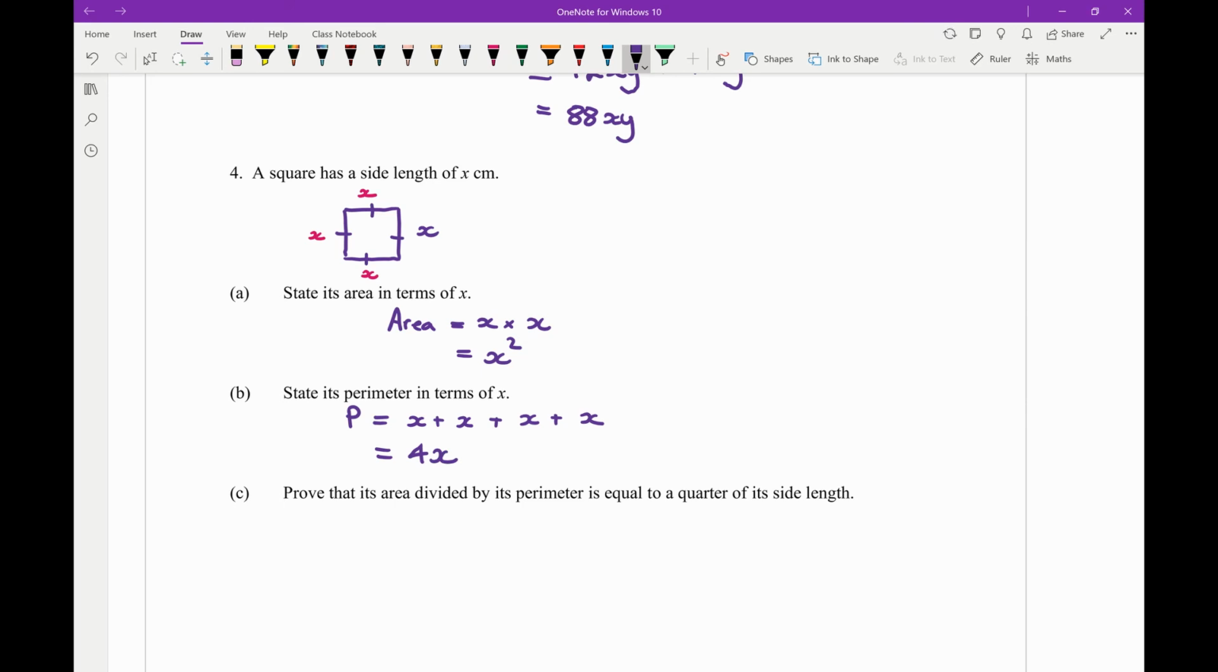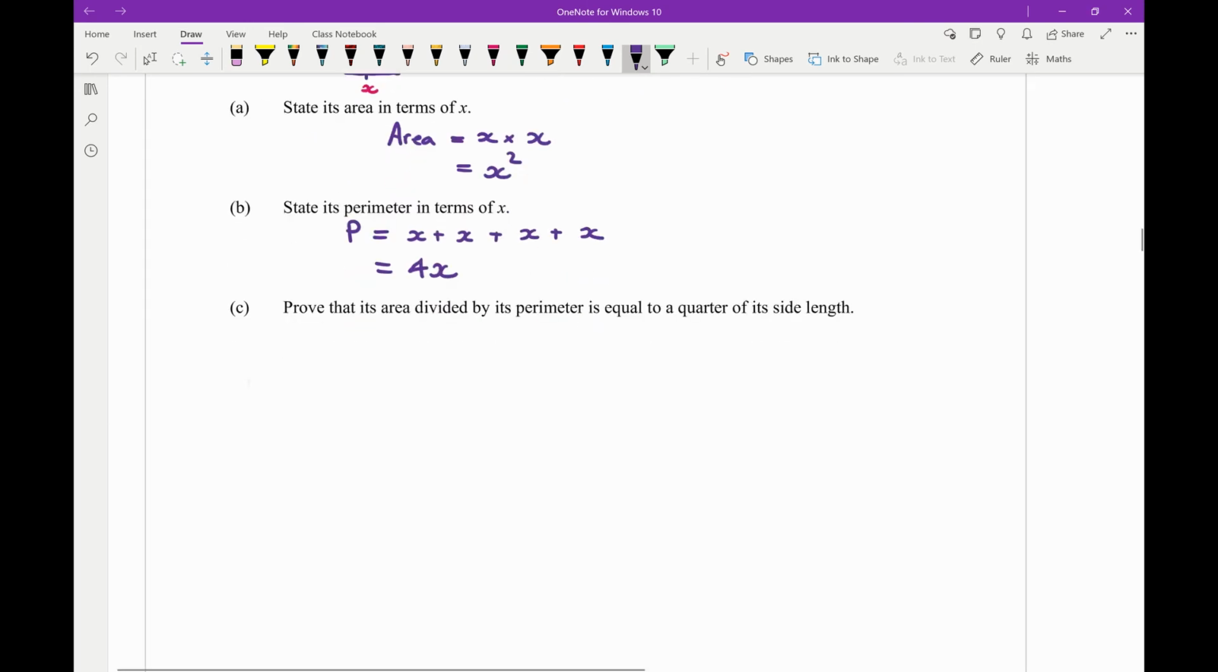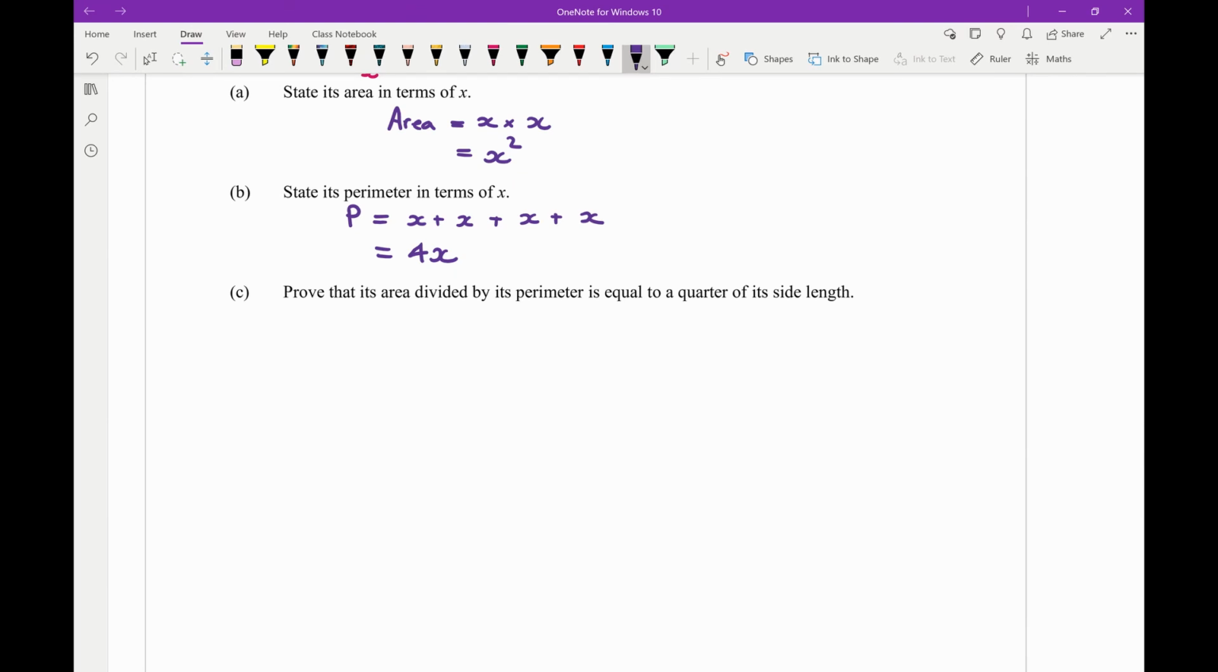Alright, part C is a little bit of an unusual one. It says prove that its area divided by the perimeter is equal to a quarter of the side length. So what I'm trying to find is an expression for area divided by perimeter. Okay, so the area we worked out was x squared. See up here we had x squared for the area. The perimeter we worked out was 4x. So area x squared divided by perimeter 4x. What is that equal to?